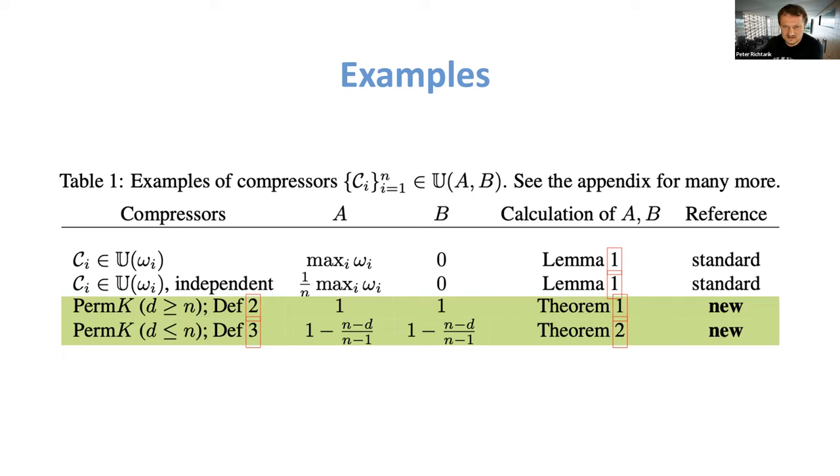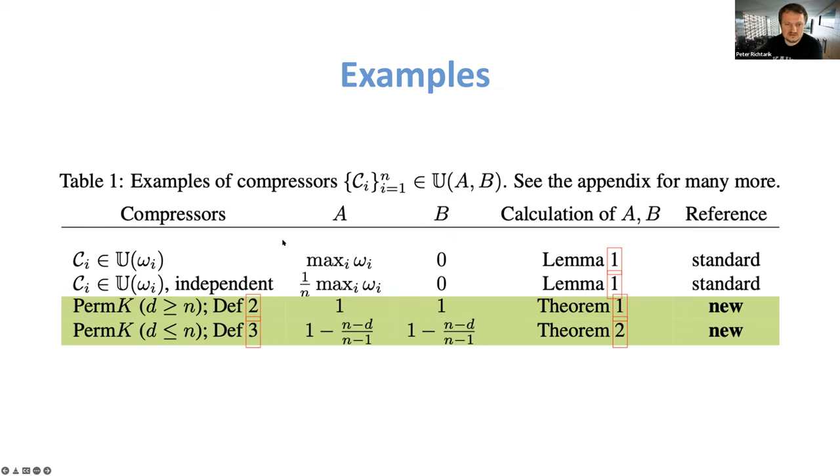There are many examples of these types of compressors which satisfy the AB inequality. So for example, if you just pick unbiased compressors Ci with variance bounded by omega i times the norm of the input vector squared, and you don't assume any kind of independence between them, then you can prove that the AB inequality holds with B being equal to zero and A being the maximum of the omega i's. As soon as you assume independence on top of it, then A shrinks by a factor of N and B is unchanged. So notice that with the standard choice of compressors, where there's either possibly bad dependence or independence, in both cases you cannot benefit from the constant B.